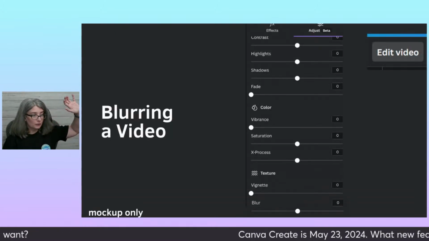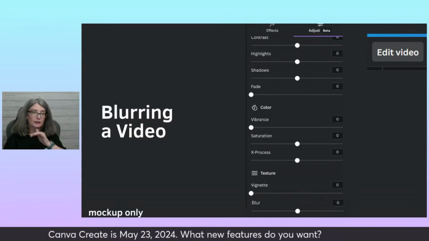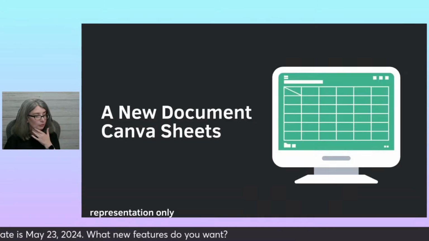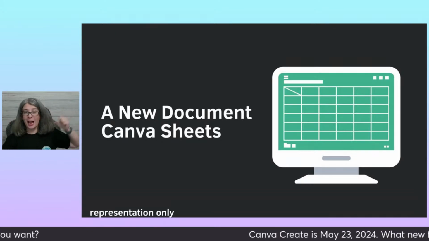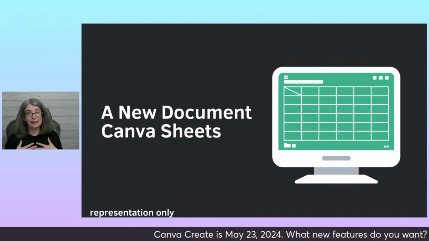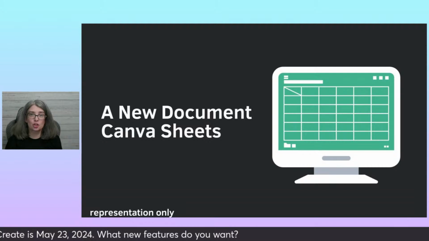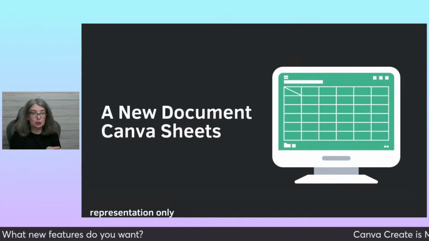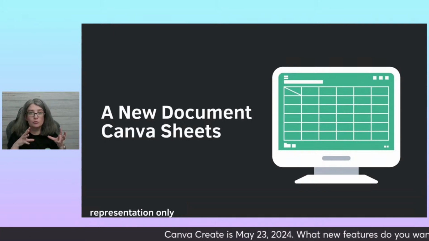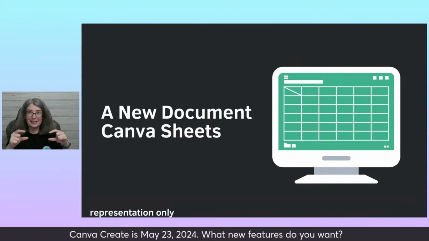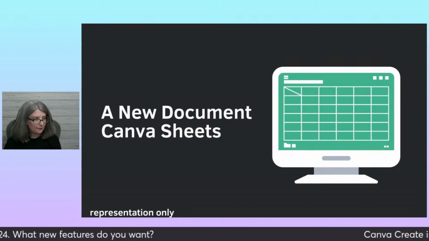And then number 6 is I would love to blur a video. It's a simple thing. Let's blur video. My ultimate wish, which I don't even know how I would use it, but spreadsheets. I would love for there to be a new document type of spreadsheets. Maybe this could include the mental health toolbox's suggestion of fillable links or fillable spaces where someone could fill out things.